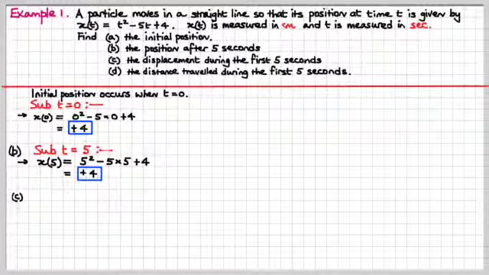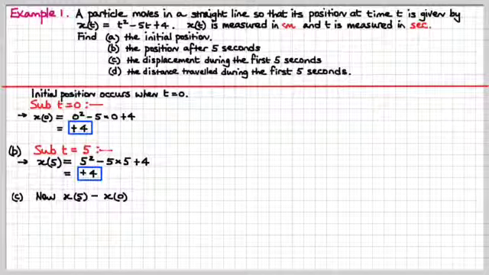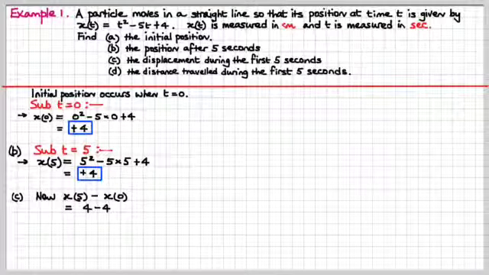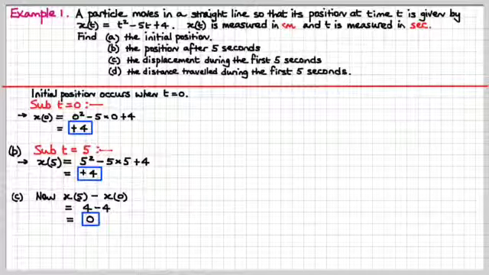What about part C? The displacement. Well, you know what to do there. During the first 5 seconds, it's just the position at 5 seconds minus the position at 0 seconds, and we just worked them out above in parts A and B. So that's 4 minus 4, which means no displacement. I know, it seems wrong, doesn't it? But that's the way displacement works, okay? So, fear not, it's alright.